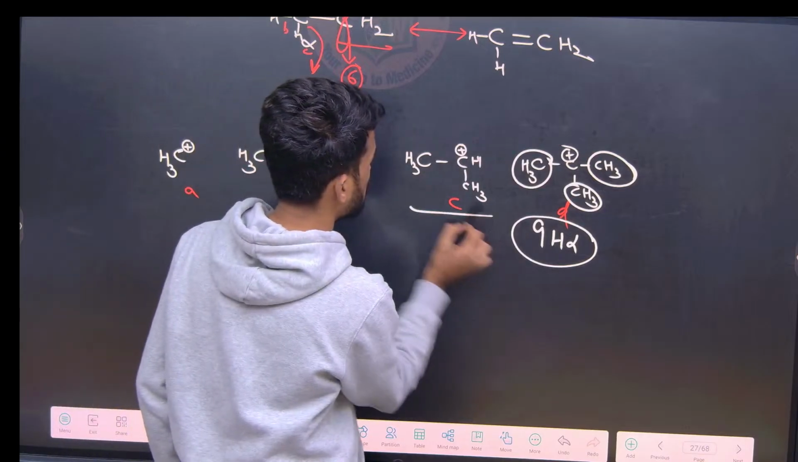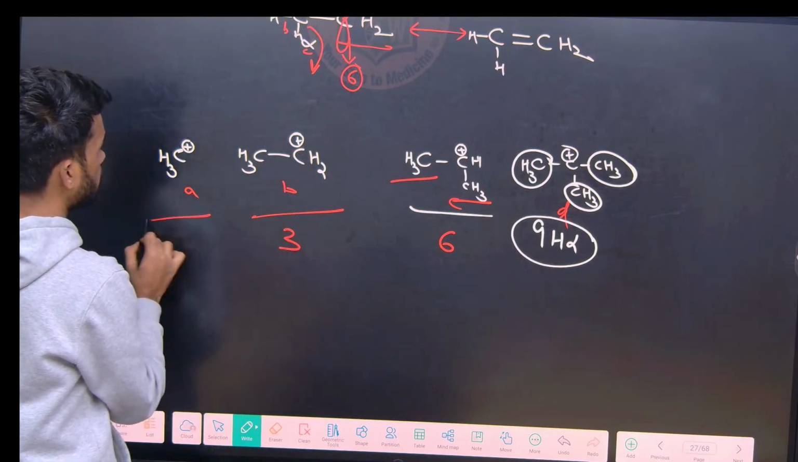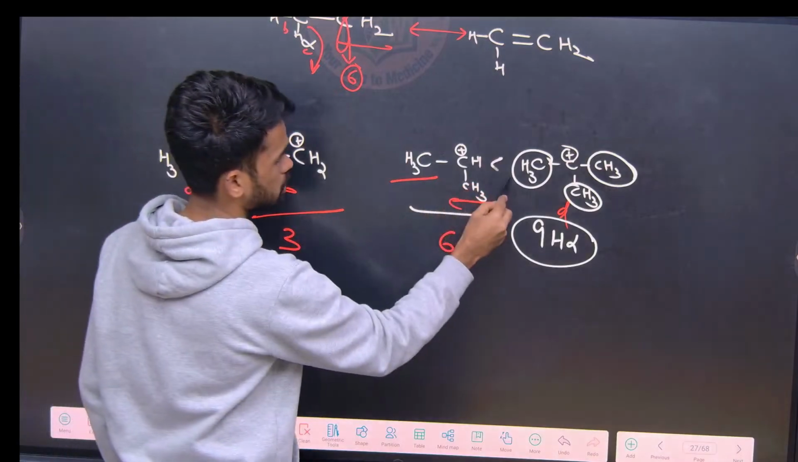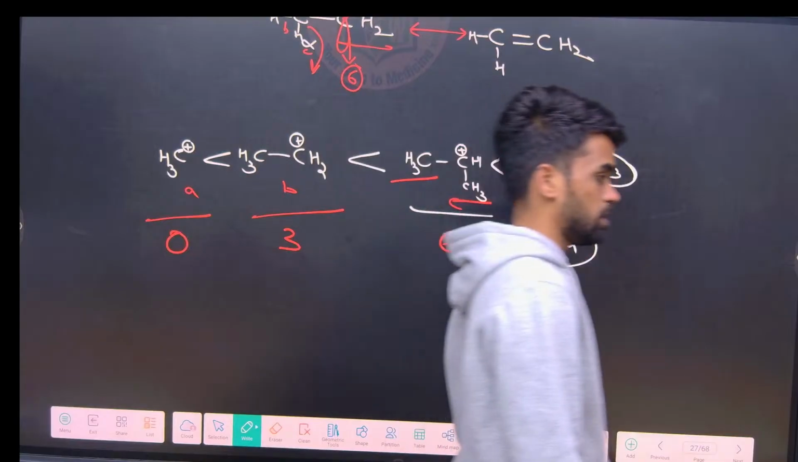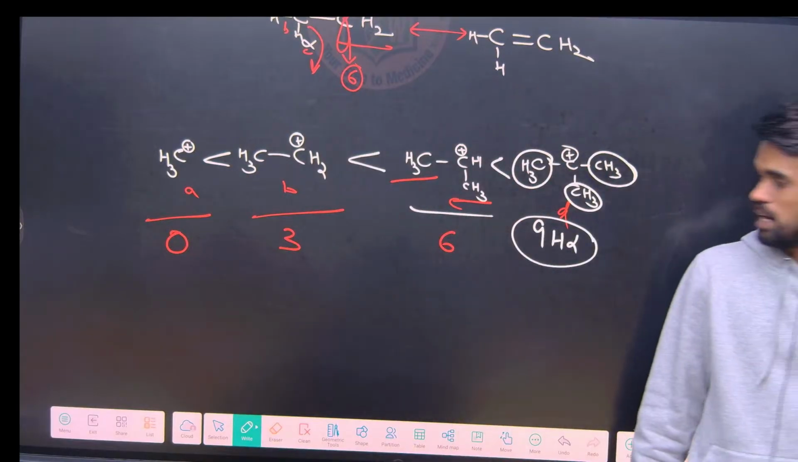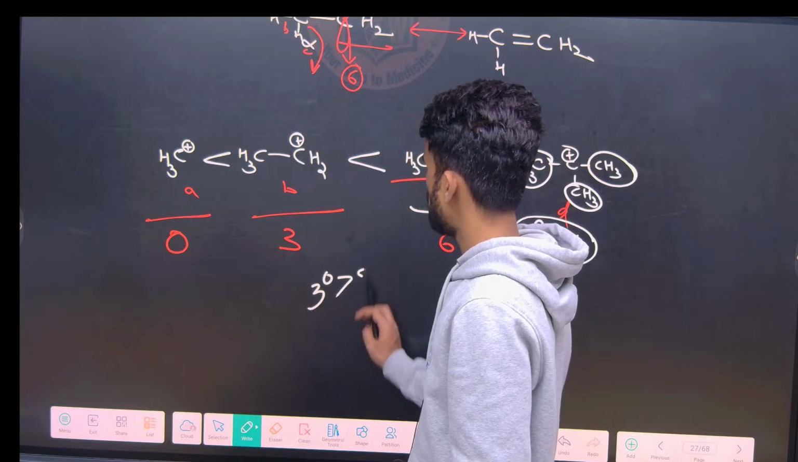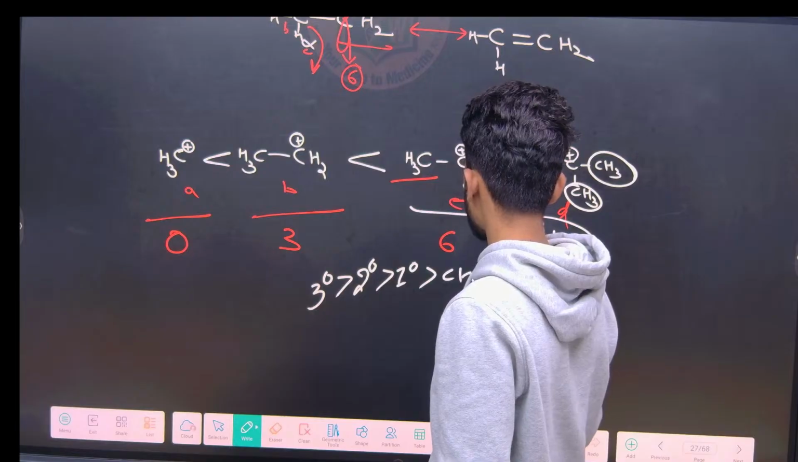Here also how many are there? 6. Here 3. Here 0. So where do we have more number of alpha hydrogens? So this will be the order of carbocation stability. So that's why we are saying finally, carbocation stability order means 3 degree, 2 degree, 1 degree, and least is methyl carbocation.